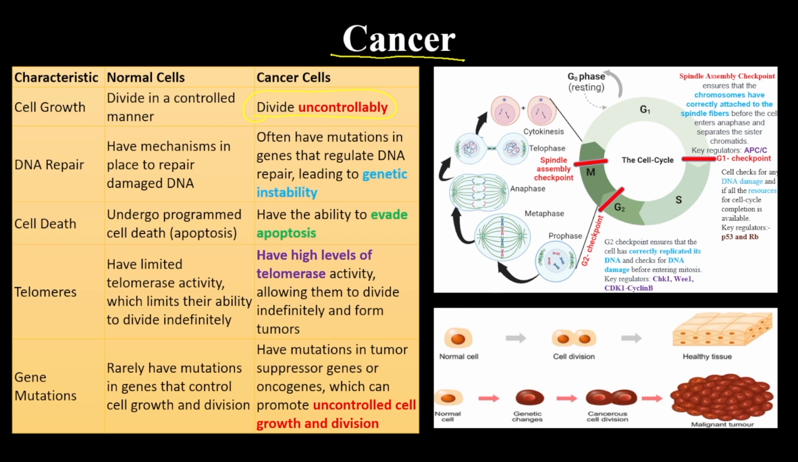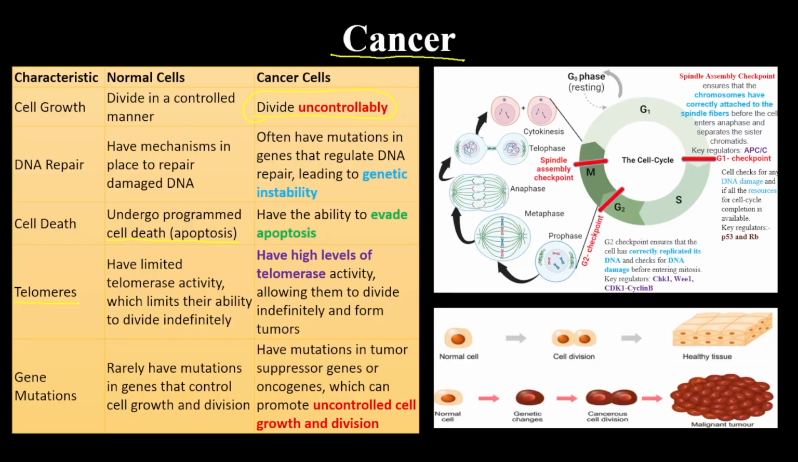Then the cell death. Normal cells undergo a normal cell death, which is called apoptosis, whereas the cancer cells are able to escape this process, and that's how they are immortal and able to grow for several generations.